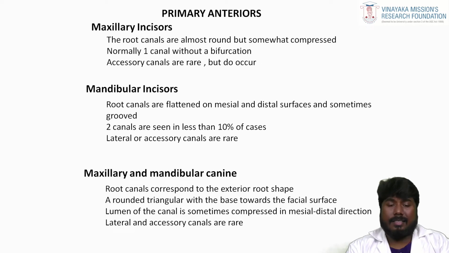In mandibular incisors, root canals are flattened on the mesial and distal surfaces and sometimes grooved. Two canals are seen in less than 10% of cases. Lateral or accessory canals are rare. Maxillary and mandibular canine root canals correspond to the exterior root shape, a rounded triangle with the base towards the facial surface. The lumen of the canal is sometimes compressed in the mesial and distal direction. Lateral and accessory canals are rare.